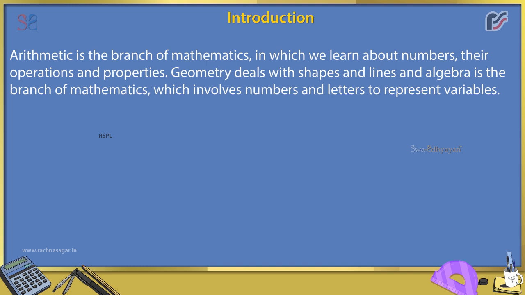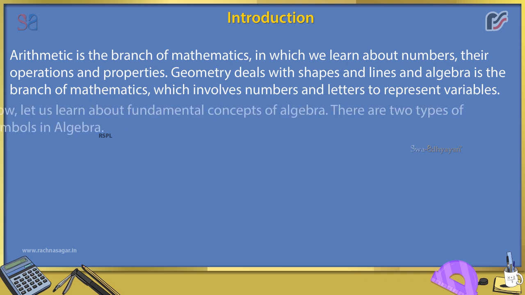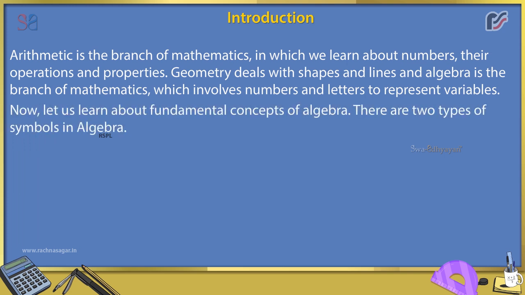Arithmetic is the branch of mathematics in which we learn about numbers, their operations and properties. Geometry deals with shapes and lines, and algebra is the branch of mathematics which involves numbers and letters to represent variables. Let us learn about fundamental concepts of algebra. There are two types of symbols in algebra.